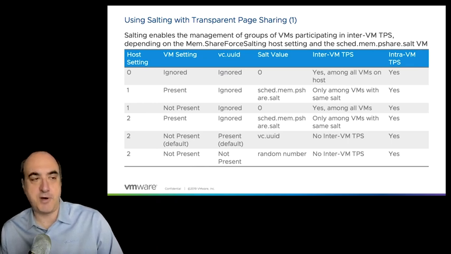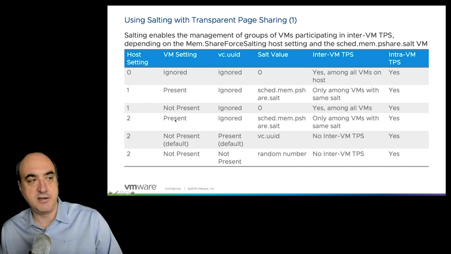And so that's the policy of essentially saying, we're going to block page sharing across VMs as a standard. If you would like, as the administrator, you can choose which VMs will share with each other. That's basically by setting the sched.mem.pshare.salt value.